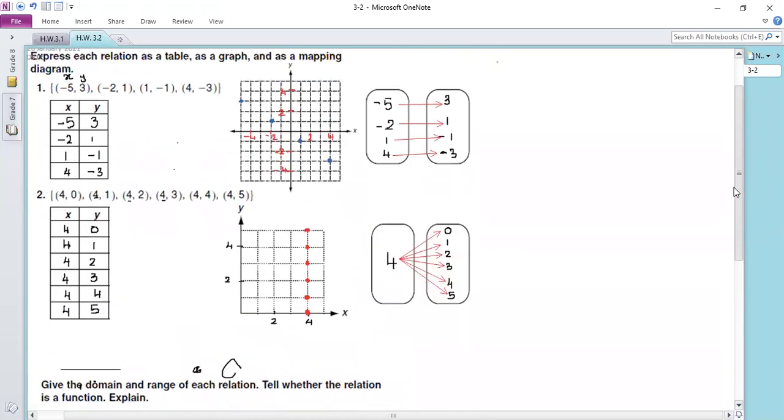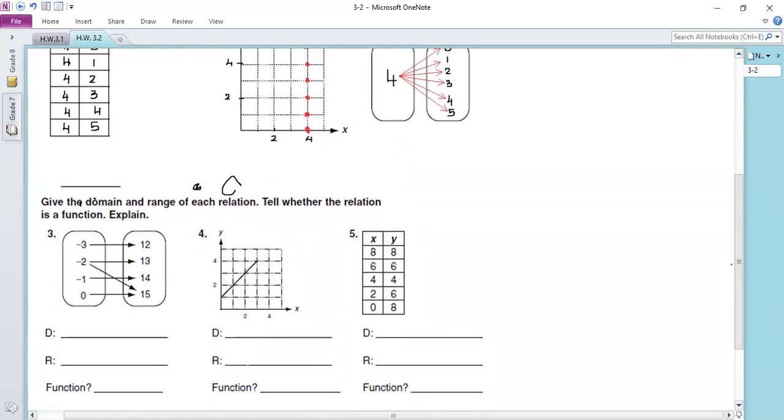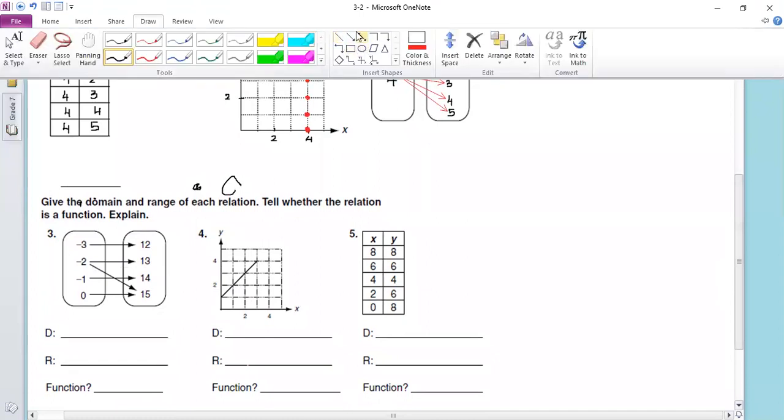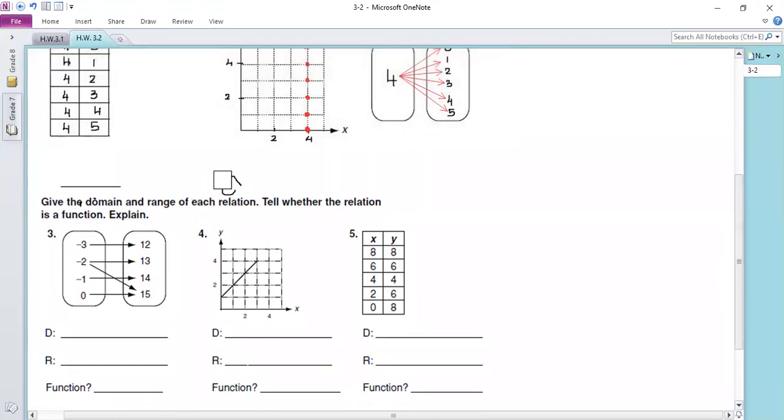Right. So for the next question, here they have given us, give the domain and range of each relation. So again, what is domain? Domain means the value of x and range means the value of y. Simply that's what they mean. So remember, domain means the value of x and range means the value of y. So you have to give the value of x and y for each relation.